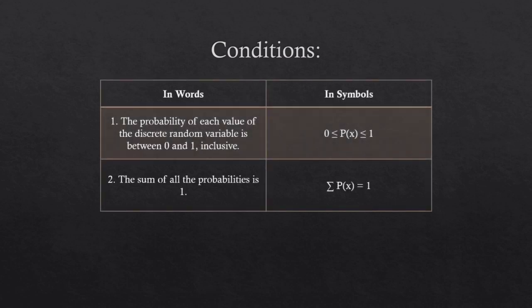There are two conditions so that you can identify and verify that a probability distribution is a discrete probability distribution. First, the probability of each value of the discrete random variable is between 0 and 1 inclusive. And number two, the sum of all the probabilities is 1.